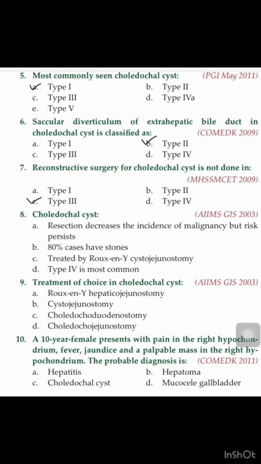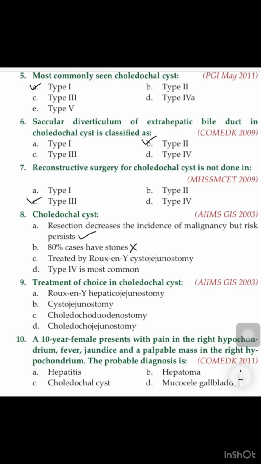Choledochal cyst resection decreases the incidence of malignancy, but the risk persists. 80% cases. So we need to identify the true statement. This is a true statement because it reduces the incidence of malignancy, but the risk persists because of the pathogenesis, that is abnormal biliopancreatic junction, which increases the risk of malignancy because there is cystic dilatation of the biliary tree itself. So 80% cases have stones: this is a wrong statement.